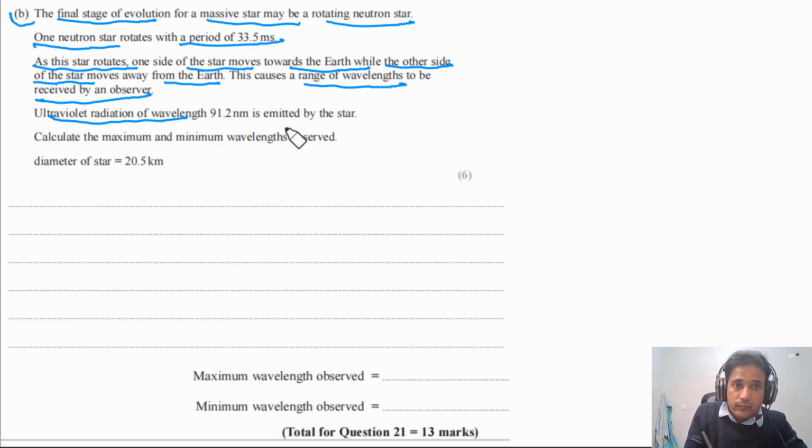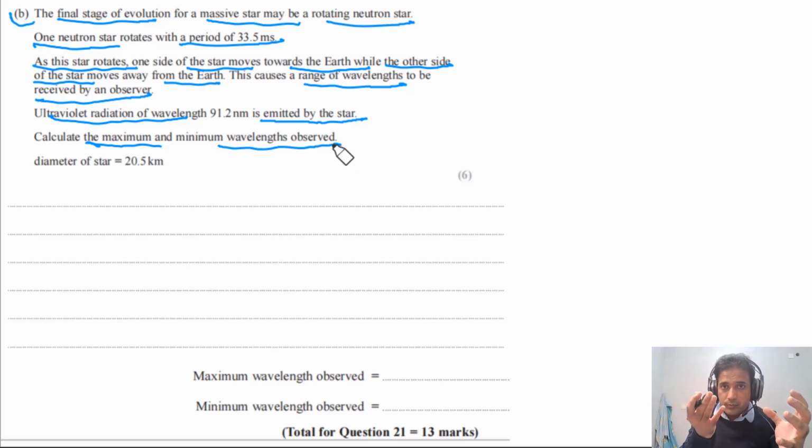Ultraviolet radiation of wavelength 91.2 nanometers is emitted by the star. This radiation is emitted by the star, but for the observer, the observed wavelength will be different. Calculate the maximum and minimum wavelengths observed. One side of the star is approaching, so that wavelength will be small; the other is moving away, so that wavelength will be longer. So we need to find those two values.